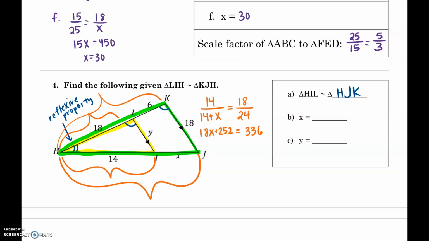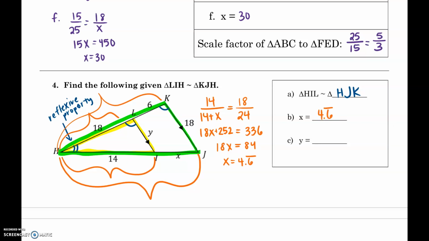I get 18x plus 252 equals 336. I'm going to subtract 252 on both sides. I get 18x equals 84. And then if I divide by 18 on both sides, I get x equals 4.6 repeating.